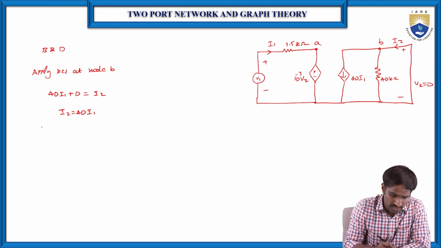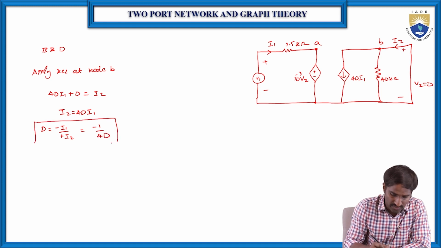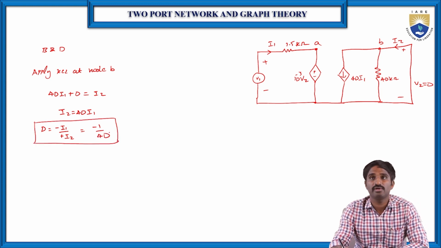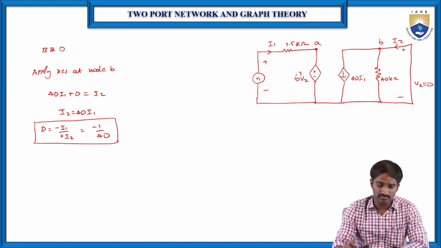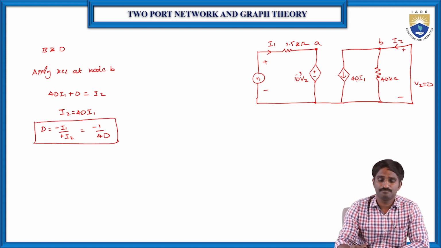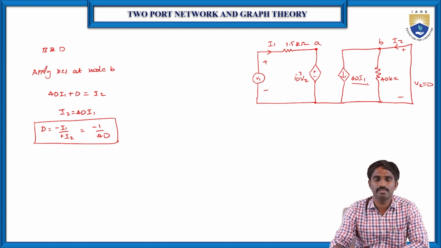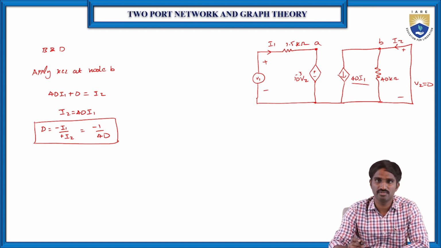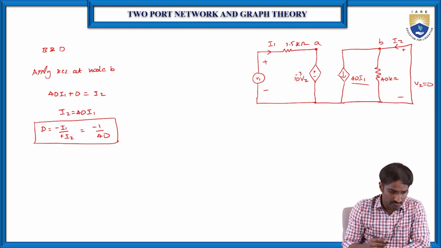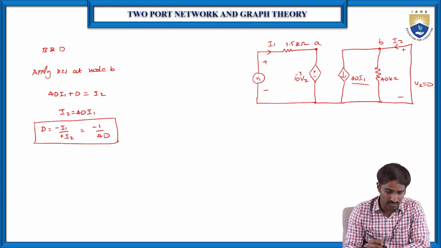So we know that D is equal to minus I1 by I2, which is equal to minus 1 by 40. So this is the value of D. Directly we can find it because there is already a dependent current source here, so it is very easy for us to find the value of D. Now we need to find the value of B.